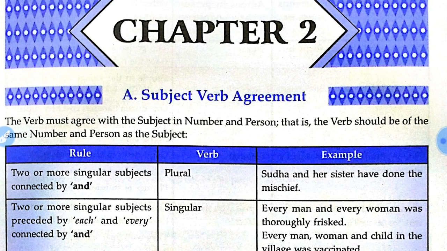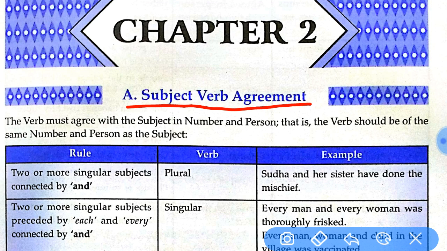Now let us move to the next chapter, that is subject-verb agreement. You might have learned already in the lower classes that the verb must agree with the subject. Say, for example, if the subject is singular, the verb must also be singular. And if the subject is plural, the verb must also be plural. So this is a lesson that helps you to understand which kinds of subject must have a singular verb and which kinds of subjects must have a plural verb.